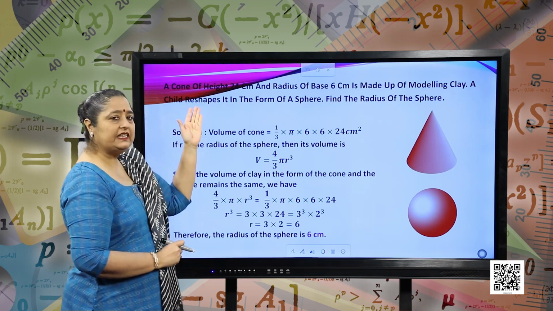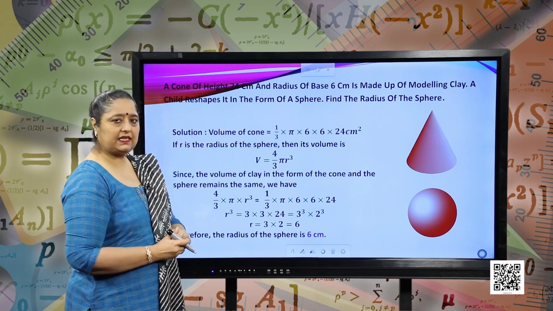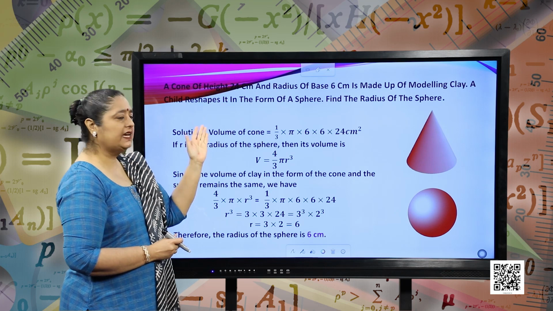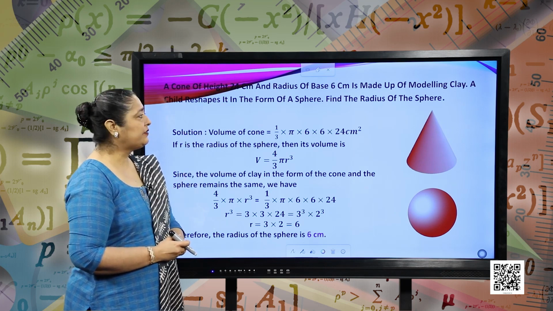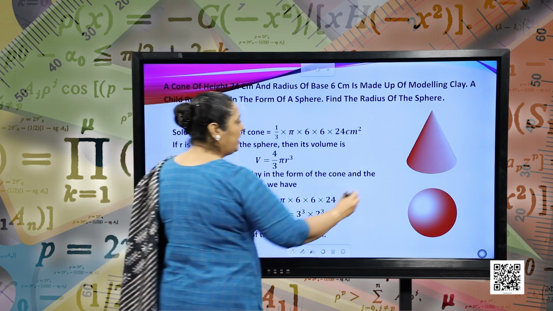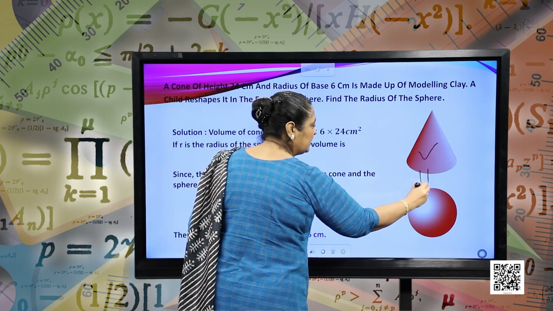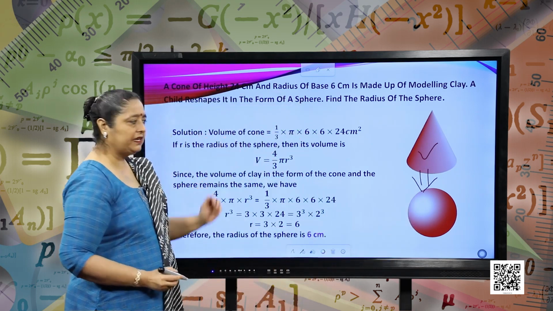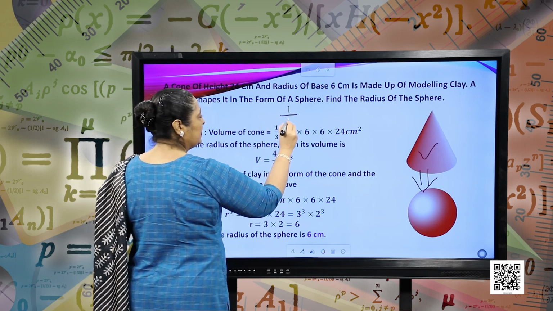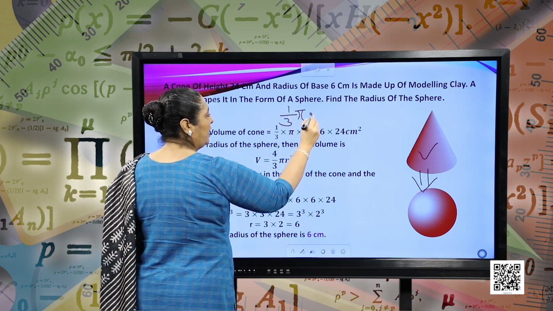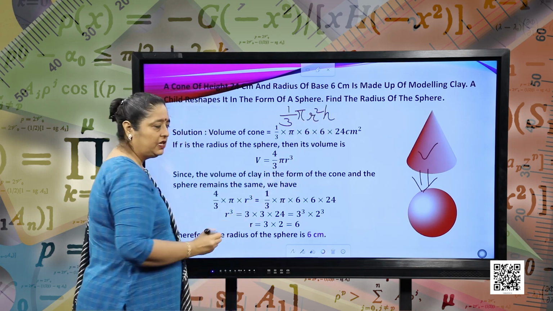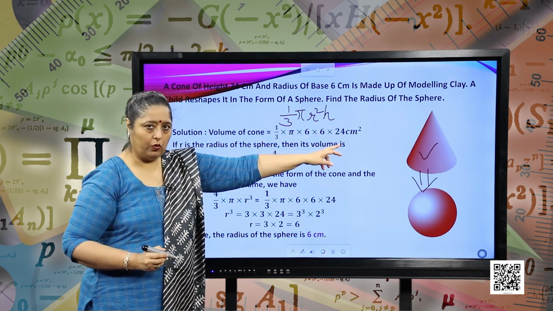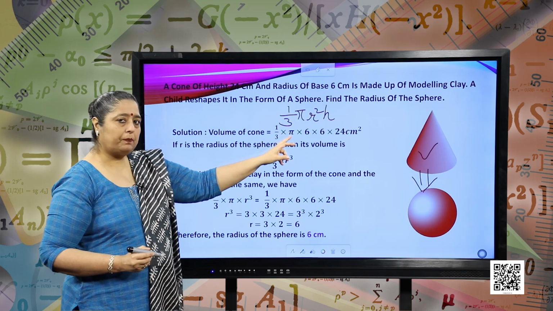A cone of height 24 centimeter and radius of base 6 centimeter is made up of modeling clay. A child reshapes it in the form of a sphere. Find the radius of the sphere. So, initially we have a cone and this cone is reshaped as a sphere, right? So, volume of the cone can be given as, what is the formula for volume of cone? It is 1 by 3 pi r square h, right.